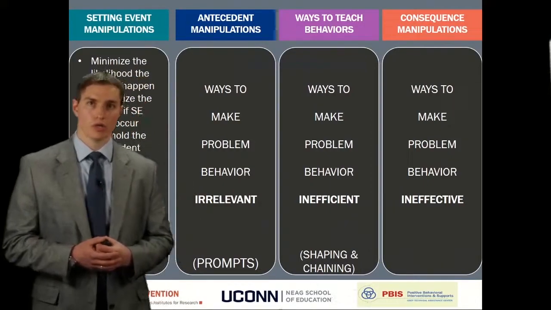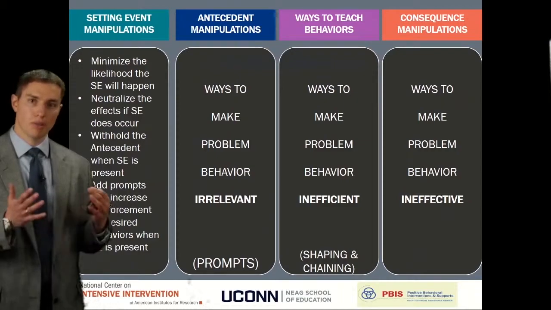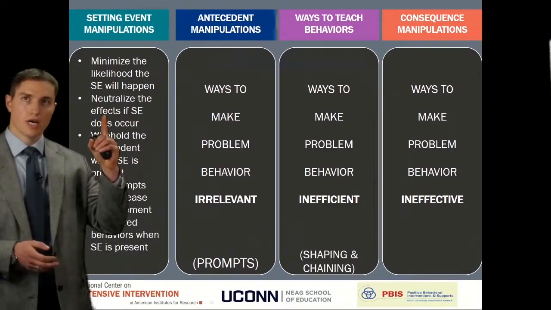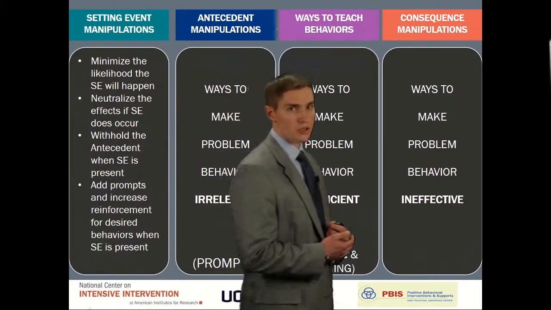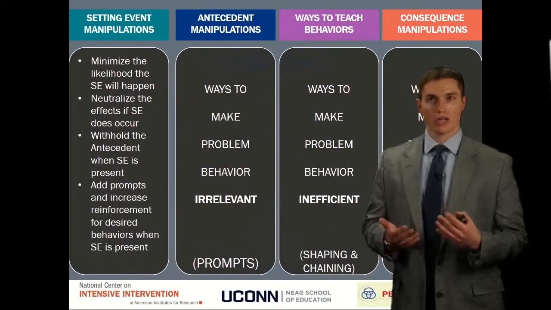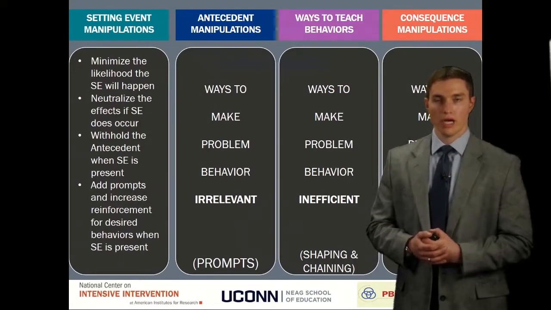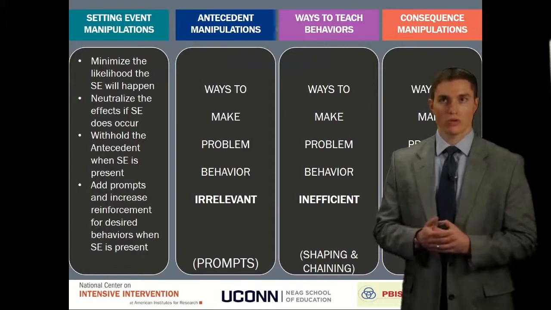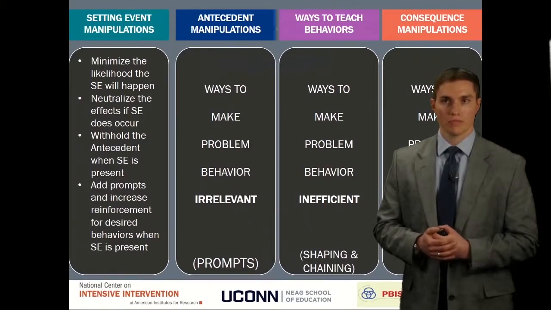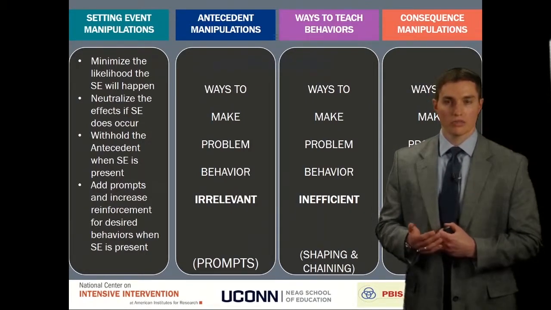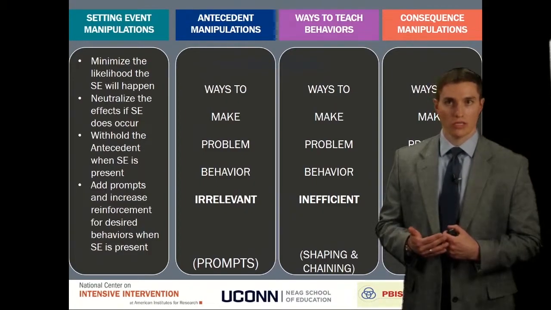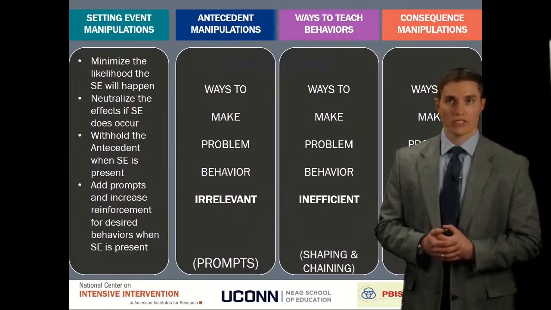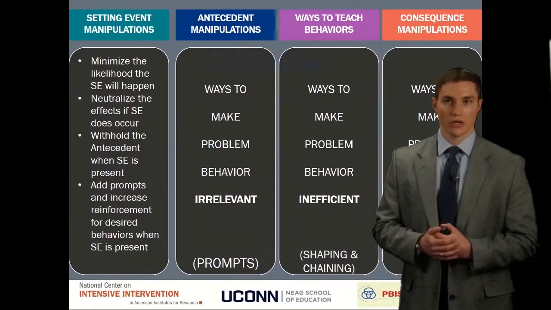And you'll see what we have here is a graphic that effectively boxes a series of different strategies for us to consider. First, up top, the setting event manipulations. You'll see here that we're able to come up with setting event strategies, and the hope there is to minimize the likelihood that the setting event will impact the student in the way that it currently is. This might include ways to add prompts or increase reinforcement for the desired behavior with the student. This might include systematically withholding the antecedent when the setting event is present for that student, or neutralizing the effect of the setting event during the situation that it occurs.